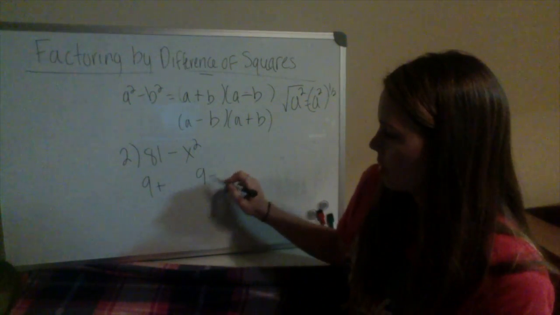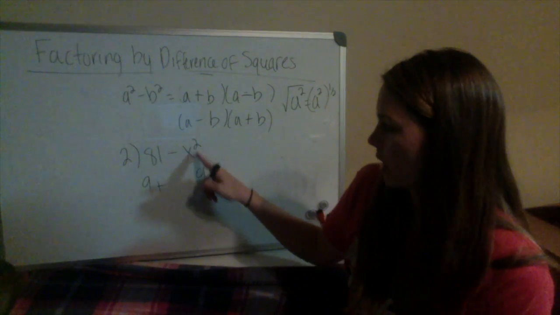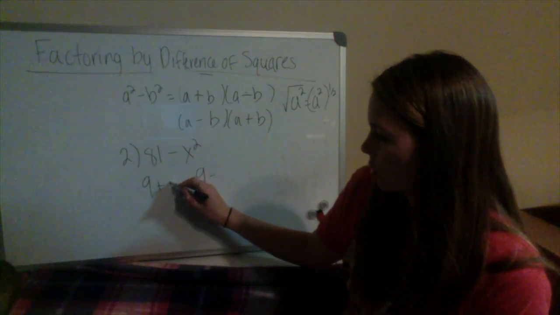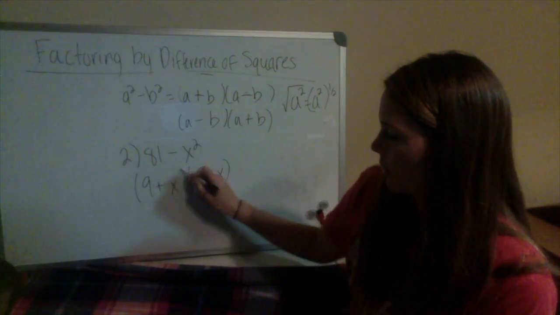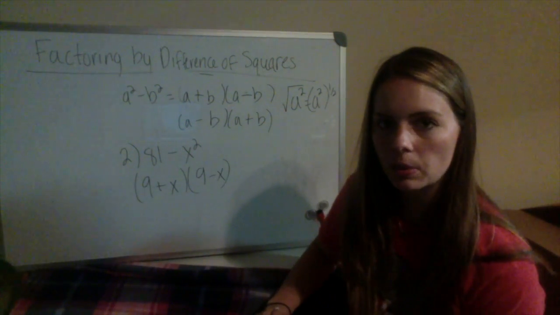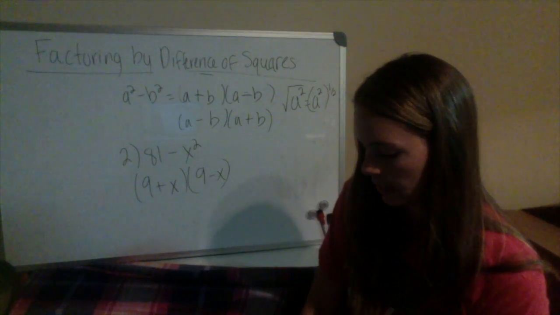Plus minus. What is the square root of x squared? Just cut the 2 in half. That's the quick way to do it. And we're done there. So difference of squares can be really quick if you make it easy for yourself.